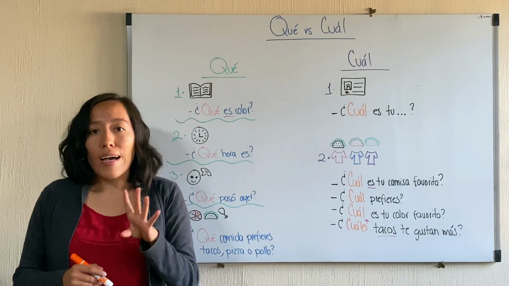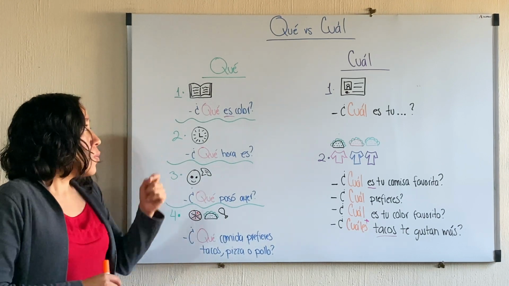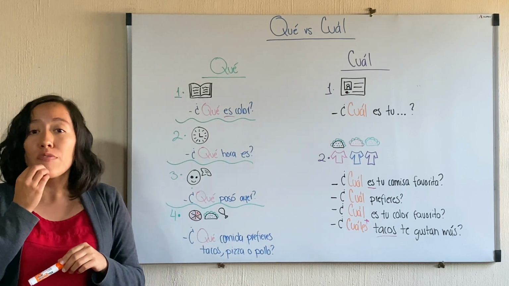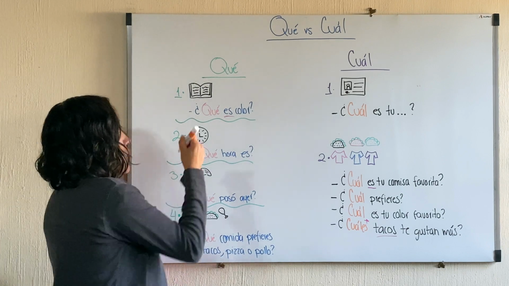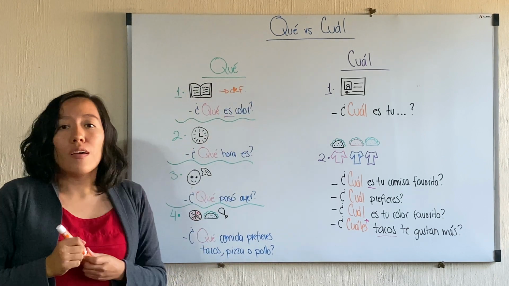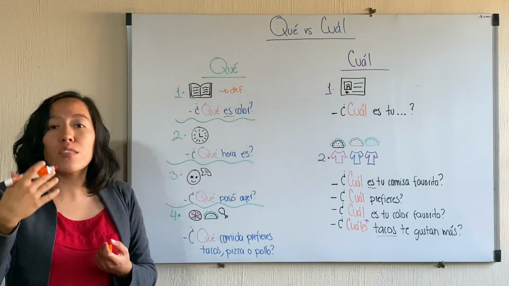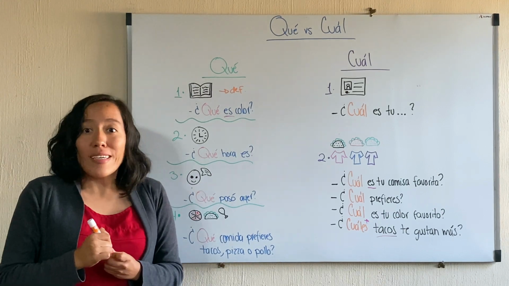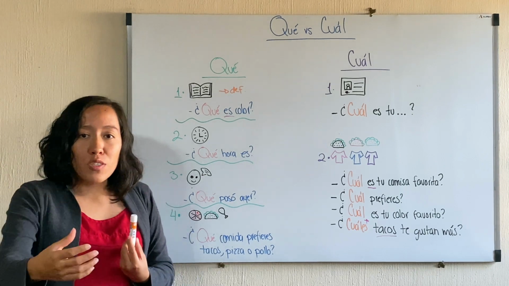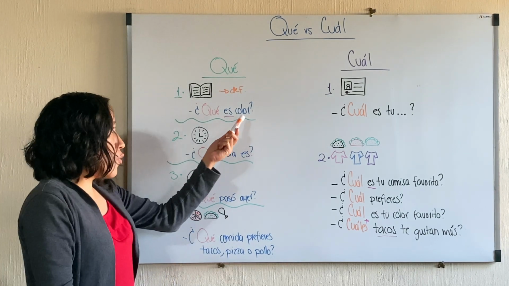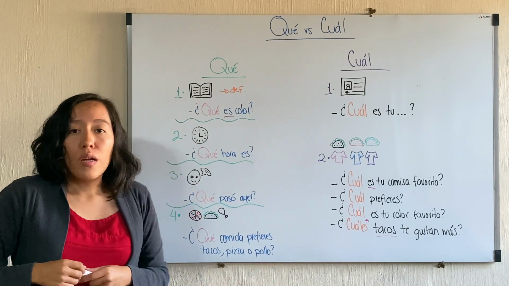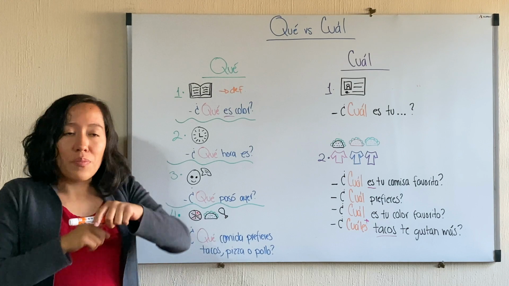So qué has four main uses. We use it to ask for a definition of our meanings. For example, ¿qué es color? Which means what is color? If I ask you ¿qué es color in Spanish, you have to give me an explanation or the definition of this word, color, right? The second one, we use it to ask for time.